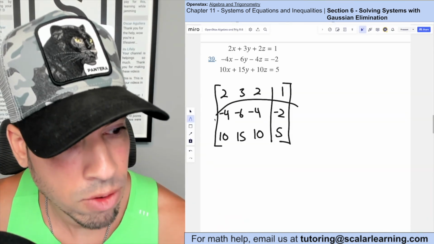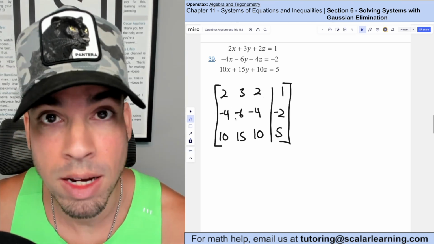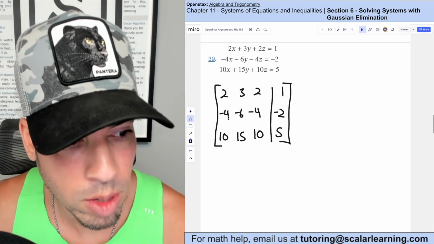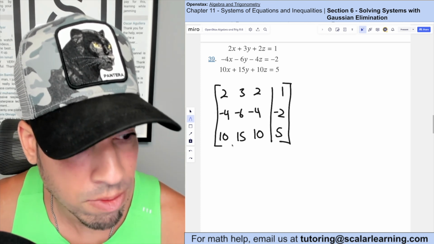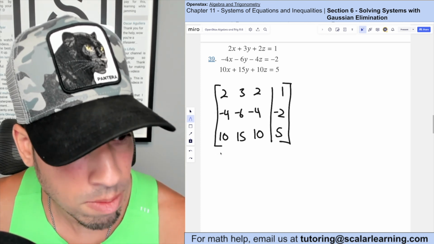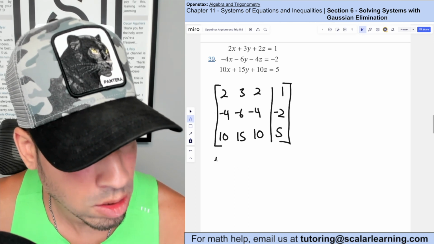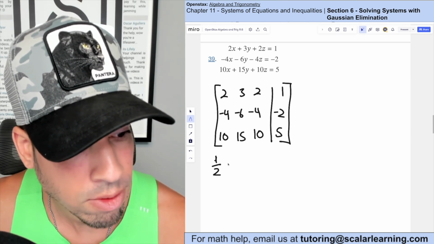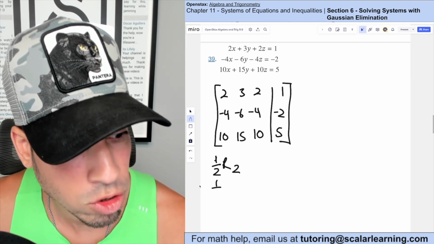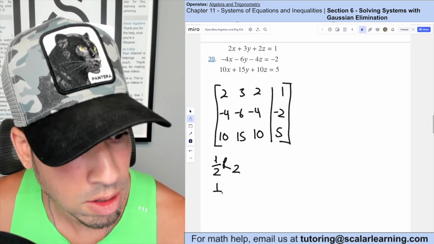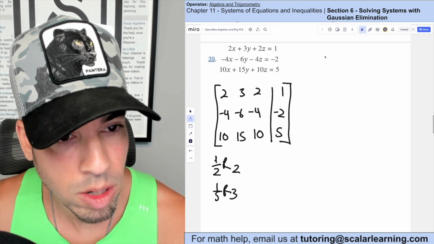So for this one, let's start by putting it into our nice matrix format. Now you notice that for these two equations, they can be divided by numbers, right? Common factors. So this one can be divided by 2. This one can all be divided by 5. So let's do that now. I'm just going to make that into one step. So we're going to say 1/2 times row 2 and 1/5 times row 3.